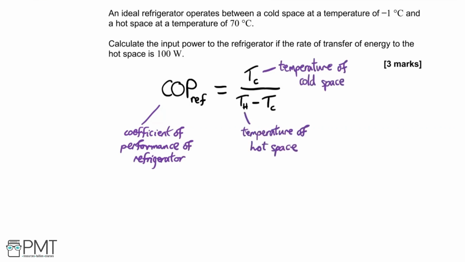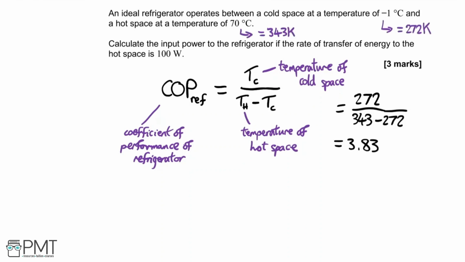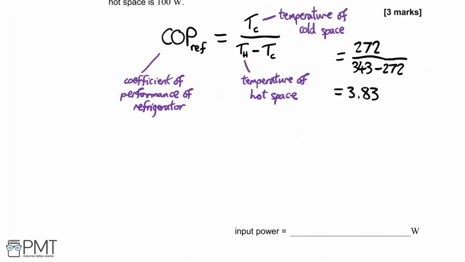So let's substitute in some values and find the COP for the refrigerator. So we've substituted in the values there. Bear in mind that those are in Kelvin. And we end up with a value of 3.83. And that doesn't have a unit because in that calculation, in that fraction, we have a temperature on the top and a temperature on the bottom.